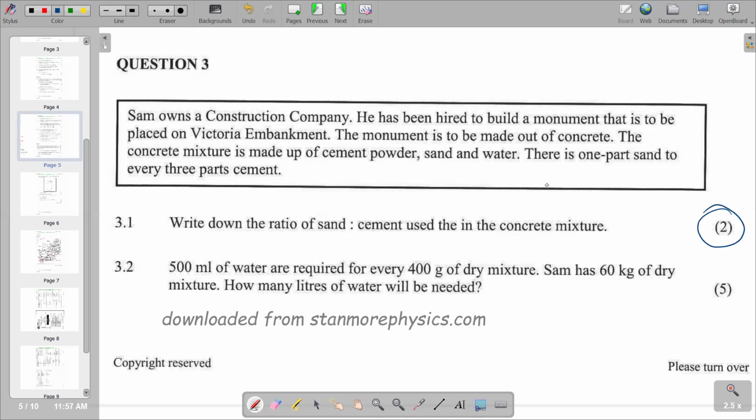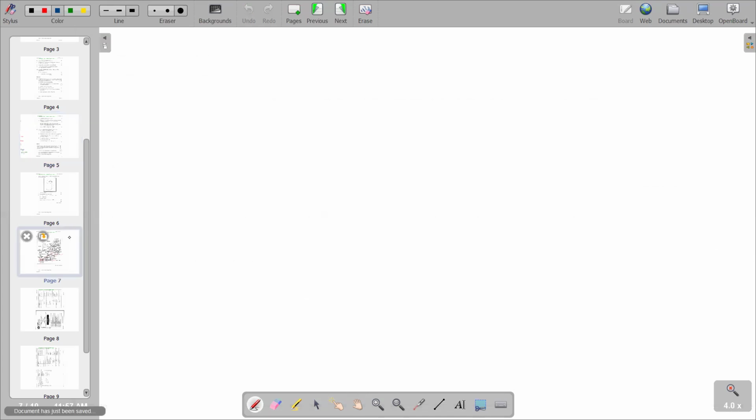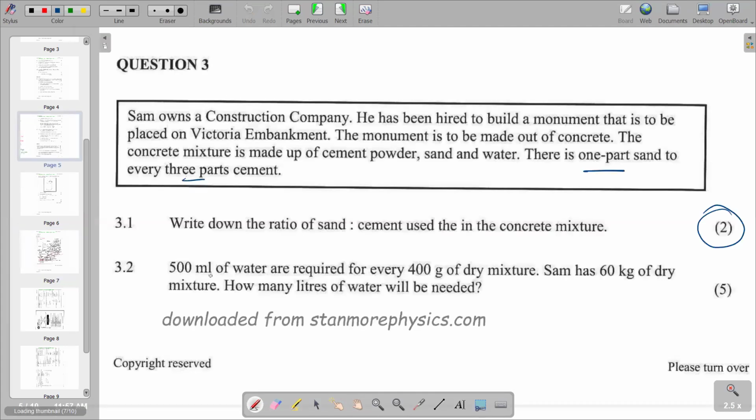According to what we are given, there is 1 part sand and then 3 parts cement. So obviously this is 1:3. So we indicate it as such for 3.1, whereby we are saying 1:3. Then moving on to the second part of the question: 500 milliliters of water are required for every 400 grams of dry mixture. Sam has 60 kg of dry mixture. How many liters of water would be needed?